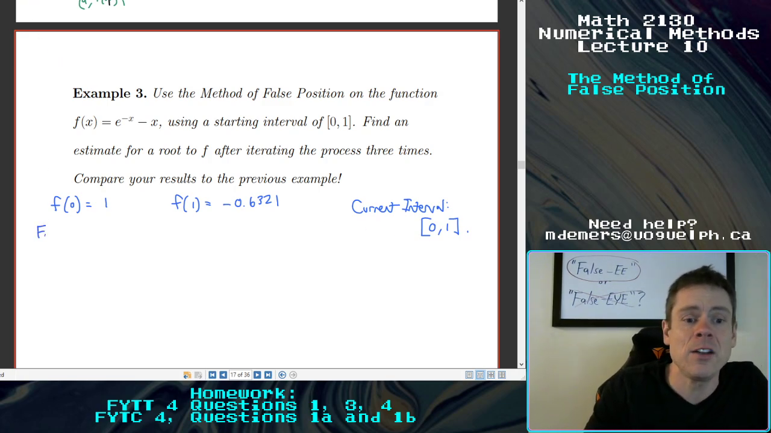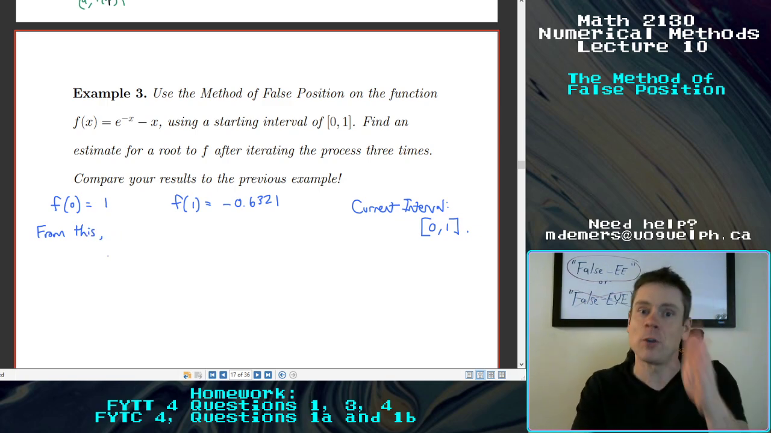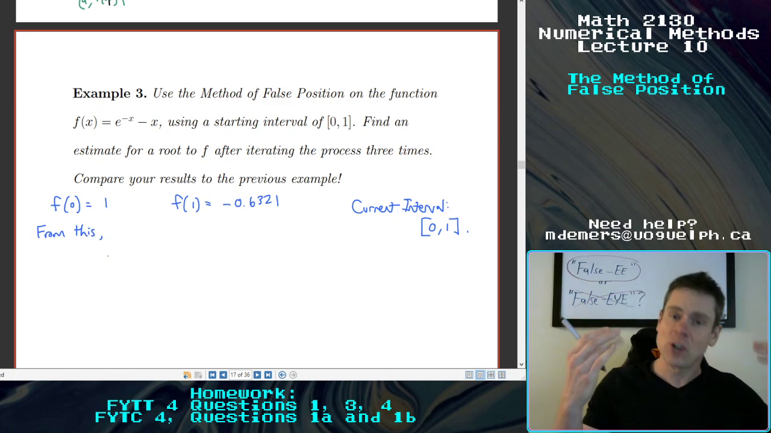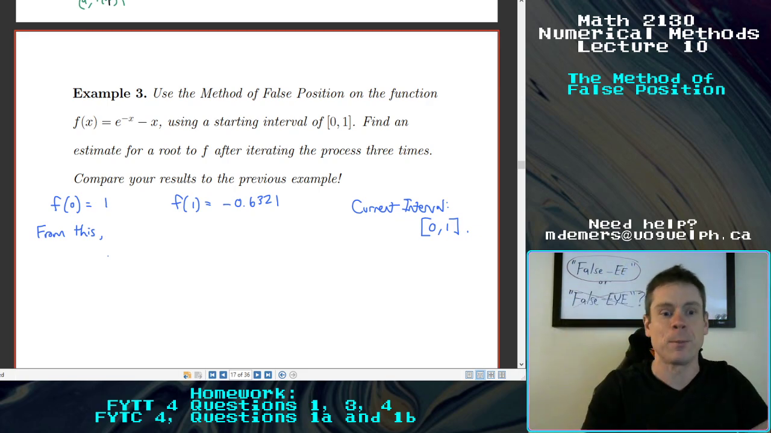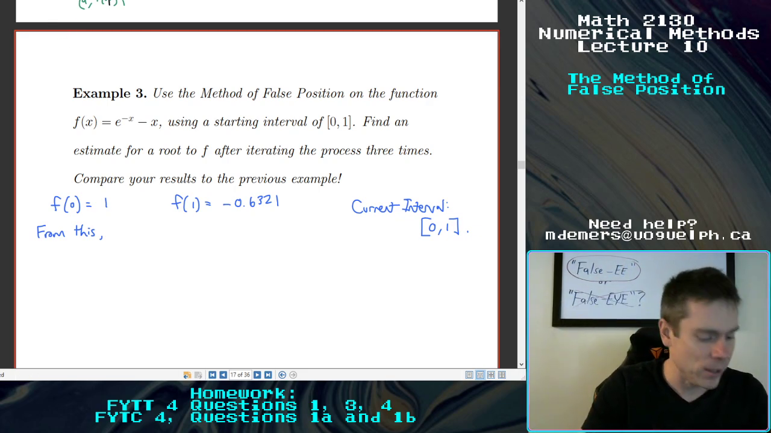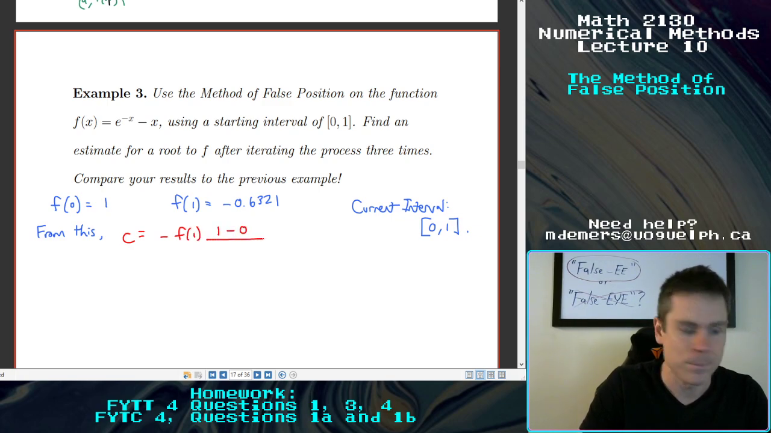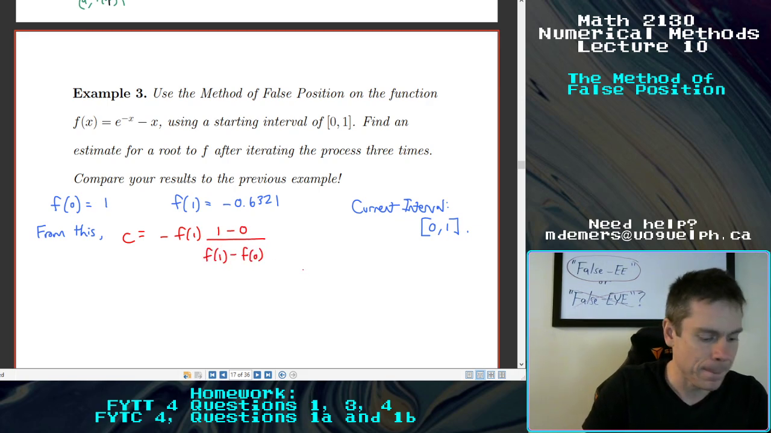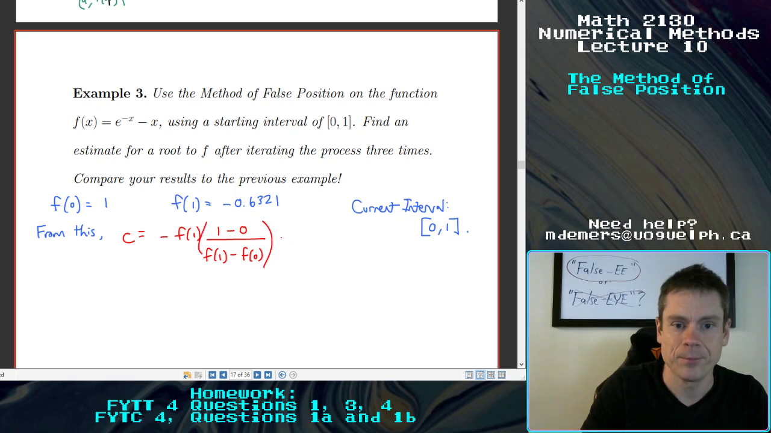And what we're going to do is try to find our c. It's not a matter that c is going to be 0.5. C is going to be determined by using that calculation, that scheme from before. So that goes like this. C is equal to minus f at 1, and then we take 1 minus 0 over f of 1 minus f of 0. Okay, we're going to take that, and we're going to add 1 to it.